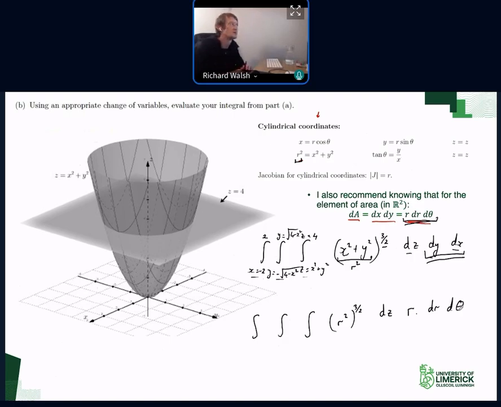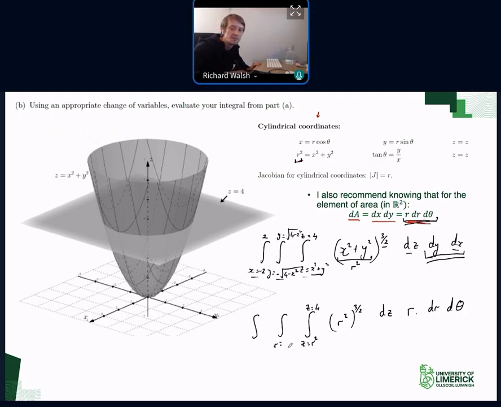So now it comes to, well, I need to change the limits on the integral. So z was x squared plus y squared. But now in cylindrical coordinates, I know that x squared plus y squared is r squared. And z goes up as far as 4. Right? So that's z. I've just converted that to cylindrical as well.